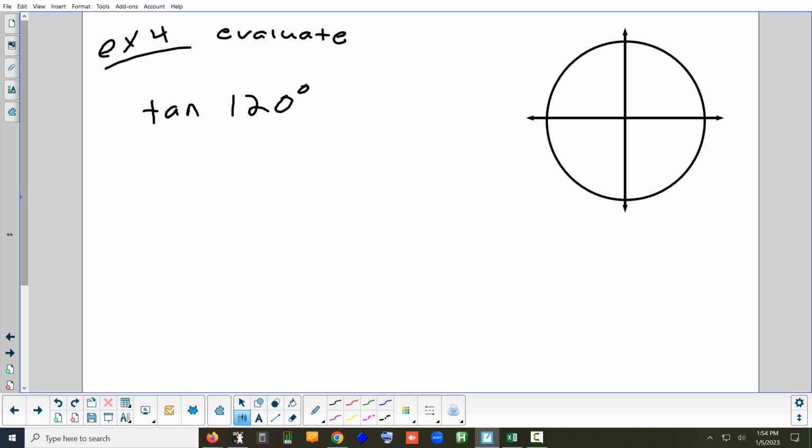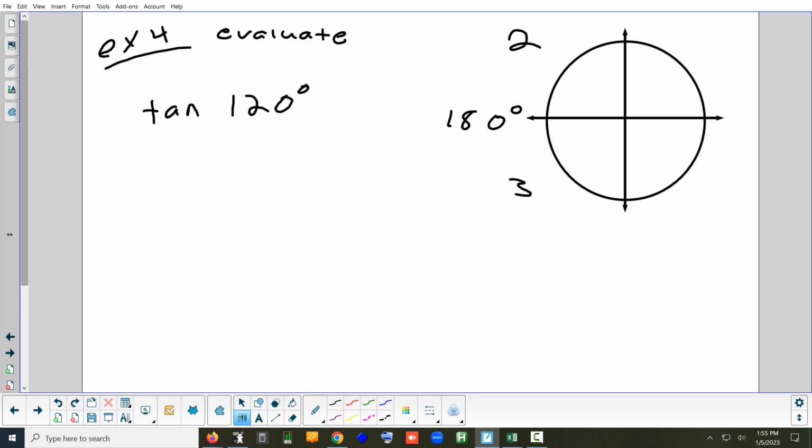Okay, tangent of 120. All right, so first thing, let's just figure out what quadrant we're going to be in. 1, 2, 3, or 4. Tyler, can you tell me what quadrant 120 is in? 3 would be down here, not that far. Right between 90 and 180. It's quadrant 2.